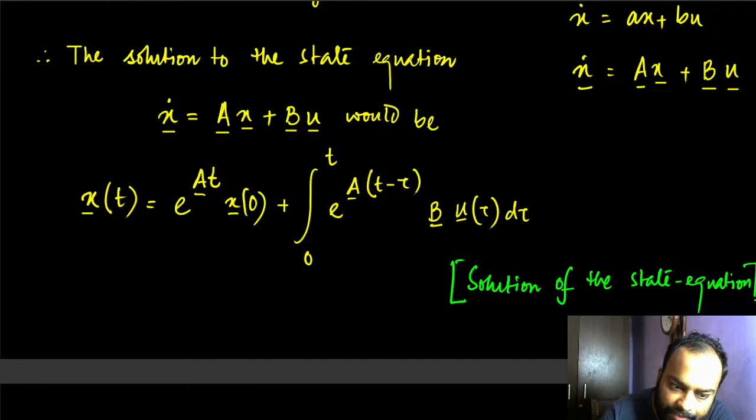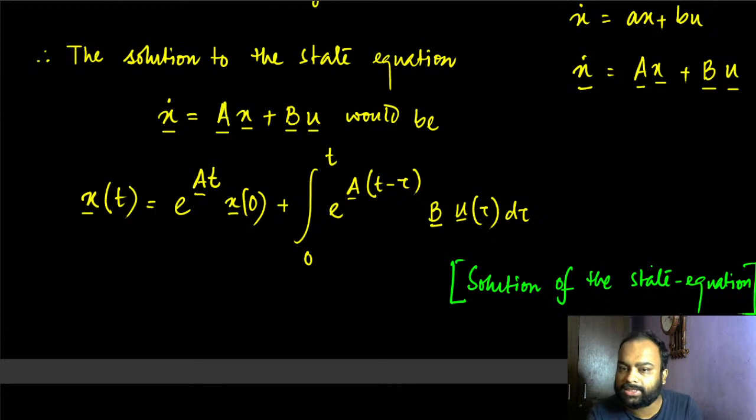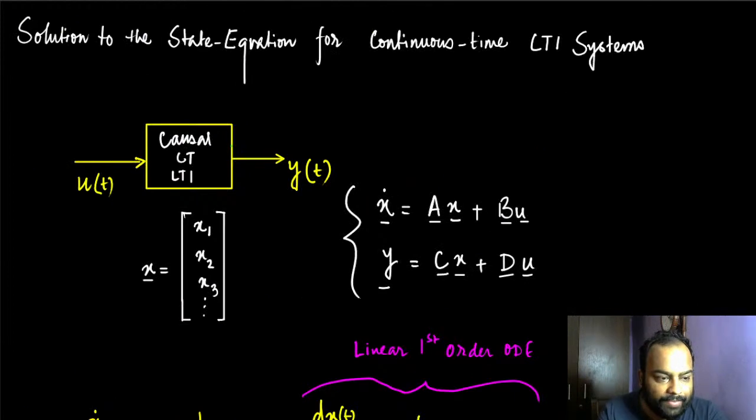Now notice something very important here. This is not the state equation for a particular system. This is not the solution of the state equation for a particular system. This is the solution for all possible systems that are causal, linear time invariant, and continuous time.